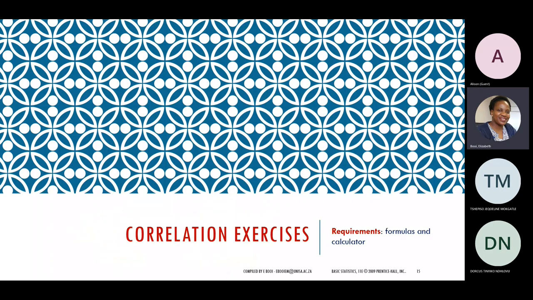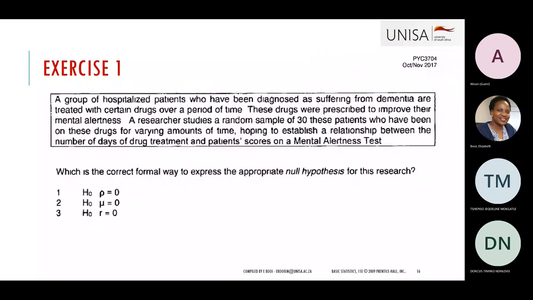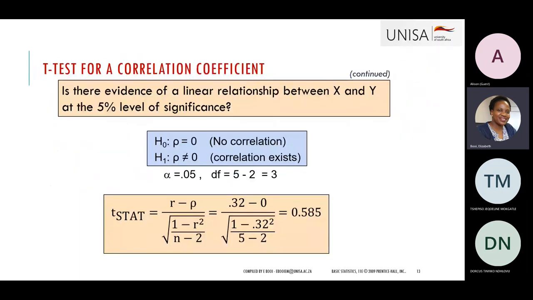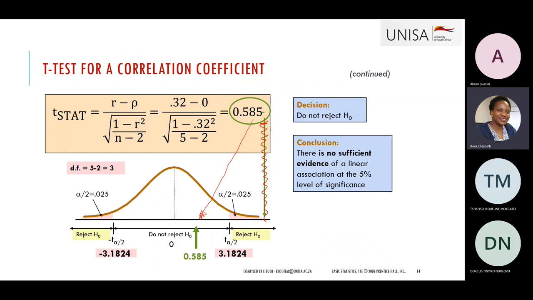So let's look at exercises in terms of your questions from your past exam paper to see how the questions are framed. You just need to know how to state the null hypothesis. Let's go back to those statements. What kind of a statement do you make when you state your null hypothesis? You need to know how to interpret your coefficient of correlation and so on. You will see when we look at exercises and activities that sometimes they will not even ask you to do any calculation. So let's go there.